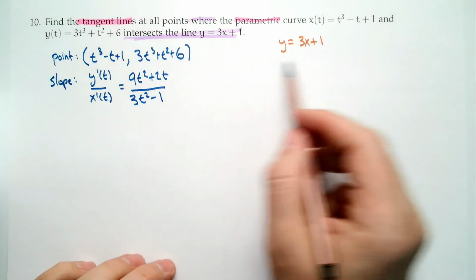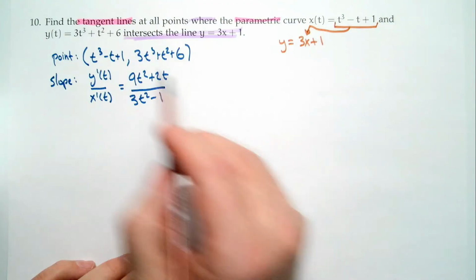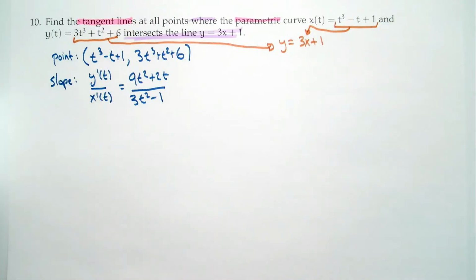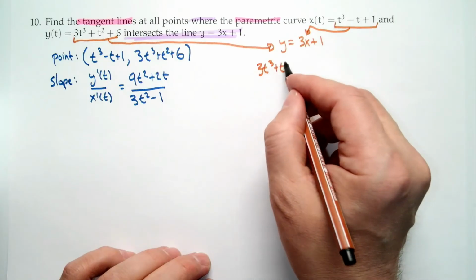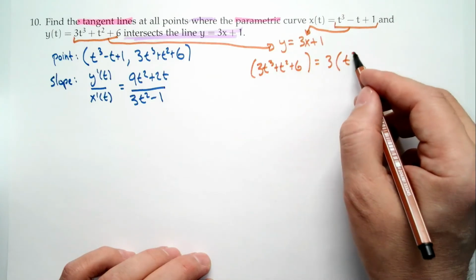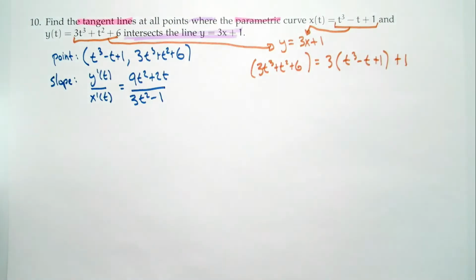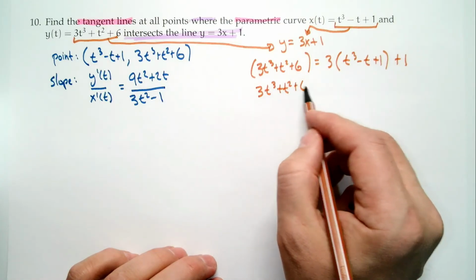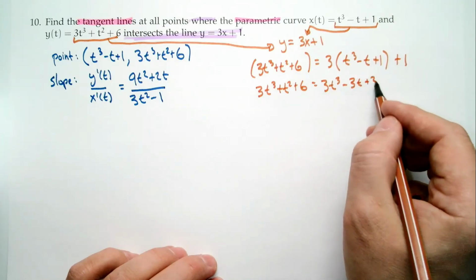So we're looking for when this relationship is satisfied. There's our x, so we put that in for x. There's our y, we'll put that in for y. And now we'll figure out for which t this works. So we have 3t cubed plus t squared plus 6, that's our y, has to equal 3 times t cubed minus t plus 1, plus 1. So we start working this formula, 3t cubed plus t squared plus 6, distribute the 3 through. 3t cubed minus 3t plus 3 plus 1.